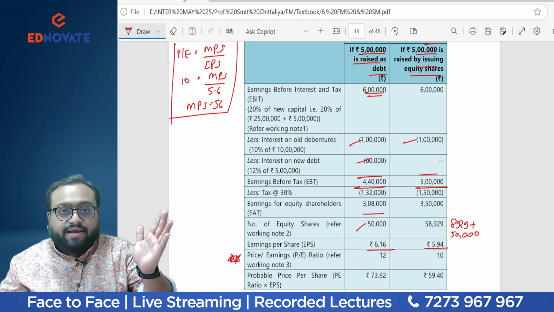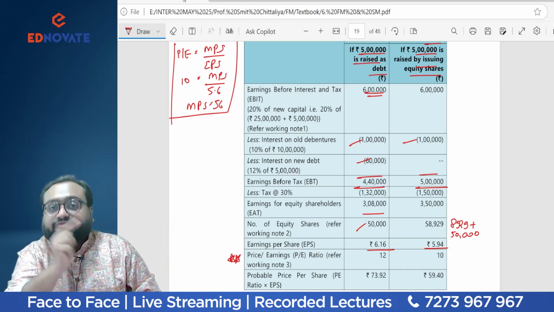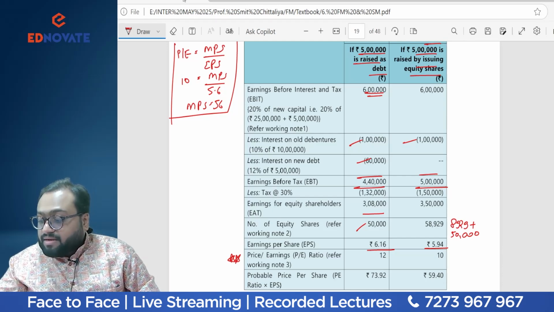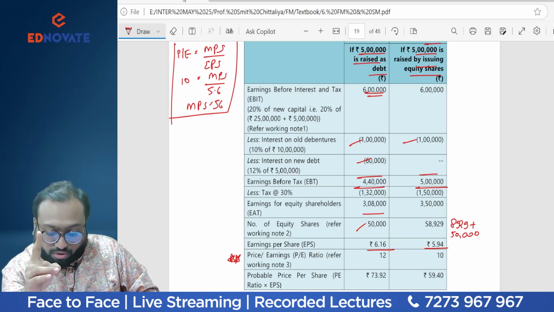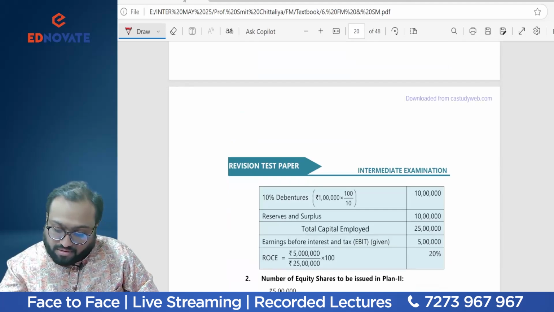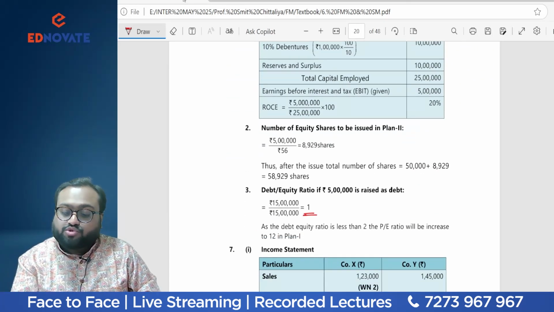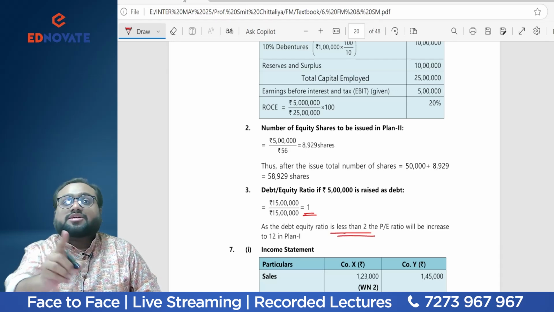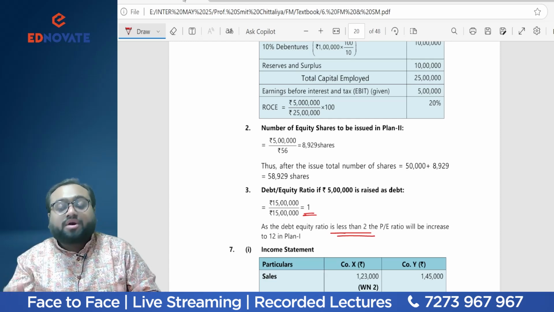Old debt was 10 lakh. If I issue the new debt of 5 lakh, total debt will be 15 lakhs. So out of 30 lakh, if 15 lakh is my debt capital, so 15 lakh divided by 15 lakh, it will be 1. If I am not wrong, have a look at the calculation also. They might have also done the calculations over here. Yes, the debt equity ratio is 1. As the debt equity ratio is less than 2, P/E will rise.